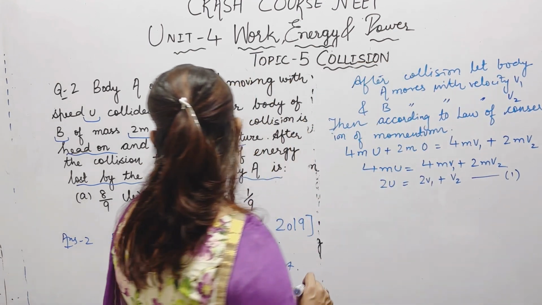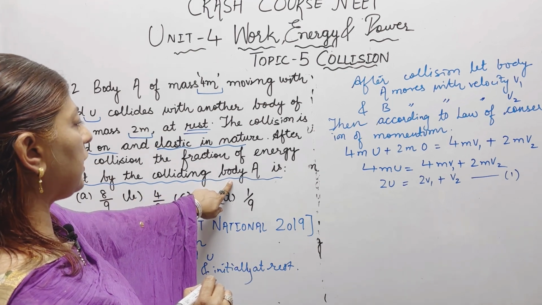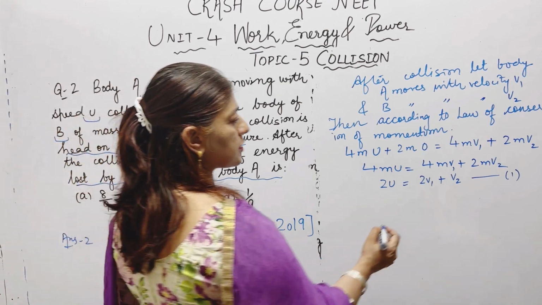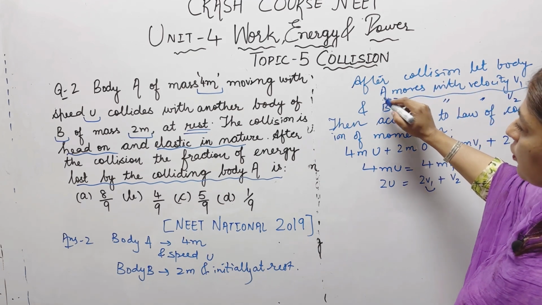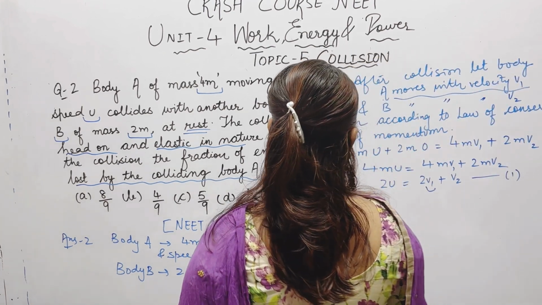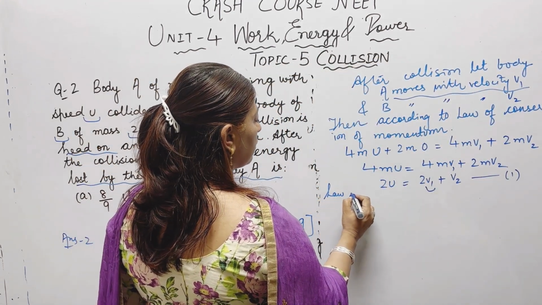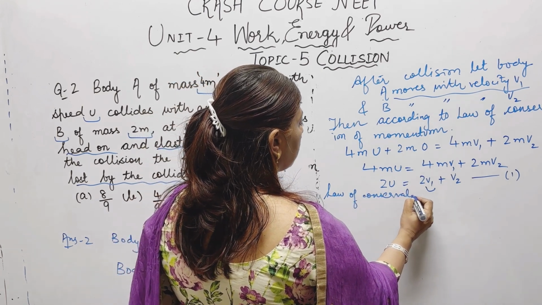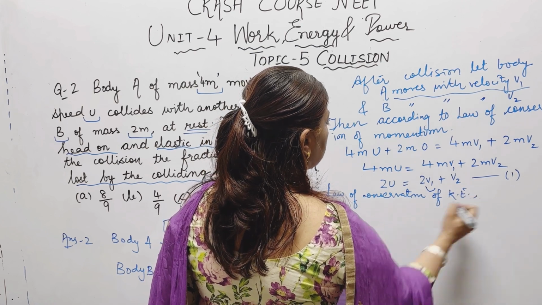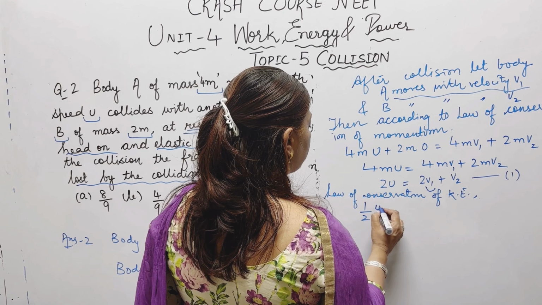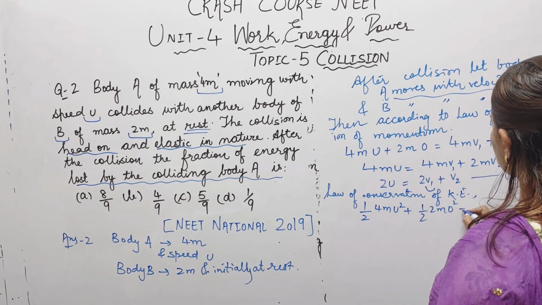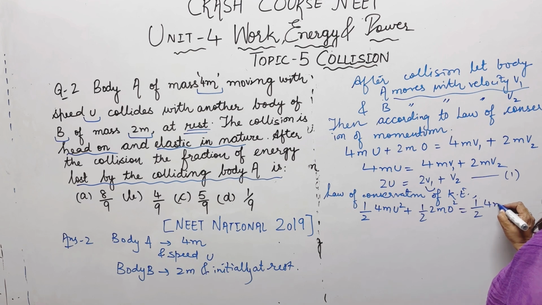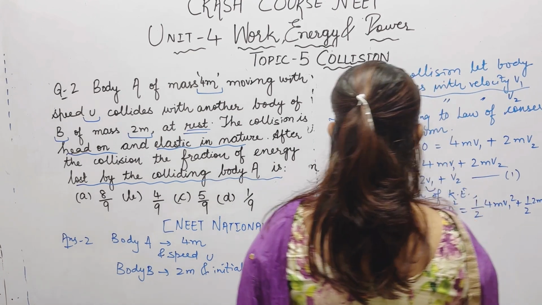Now we need to find out the amount of energy lost by colliding body A. So we need to find out how much is the value of v1, because v1 is the velocity after collision. If we know the velocity after collision of A, we can find out this value. To find it out, let us take the law of conservation of kinetic energy, that is half 4mu square plus half 2m times 0, because there is no velocity there, equals half 4m v1 square plus half 2m v2 square.